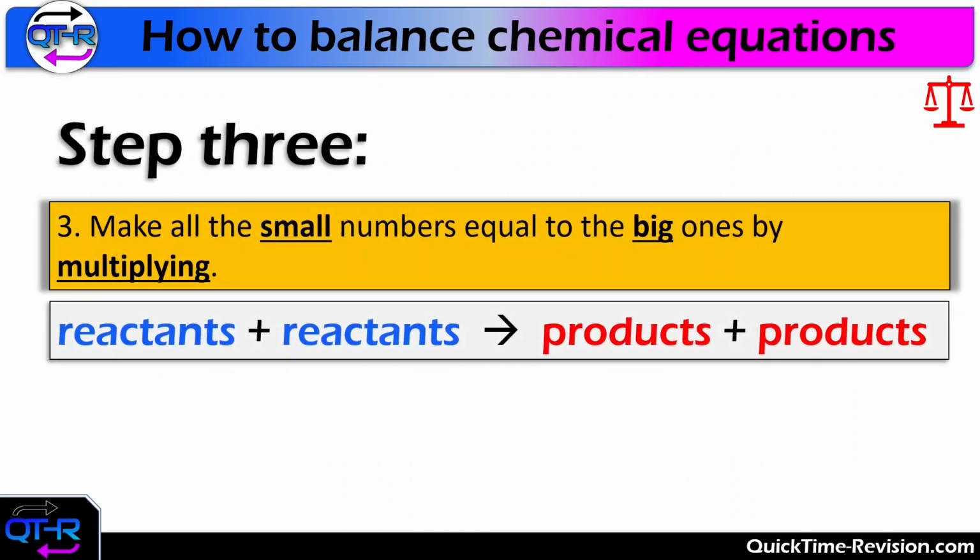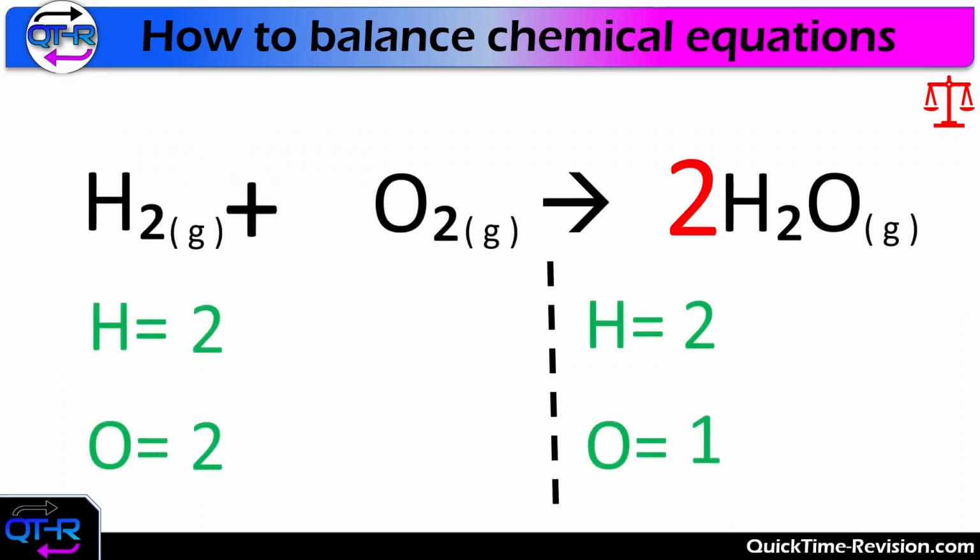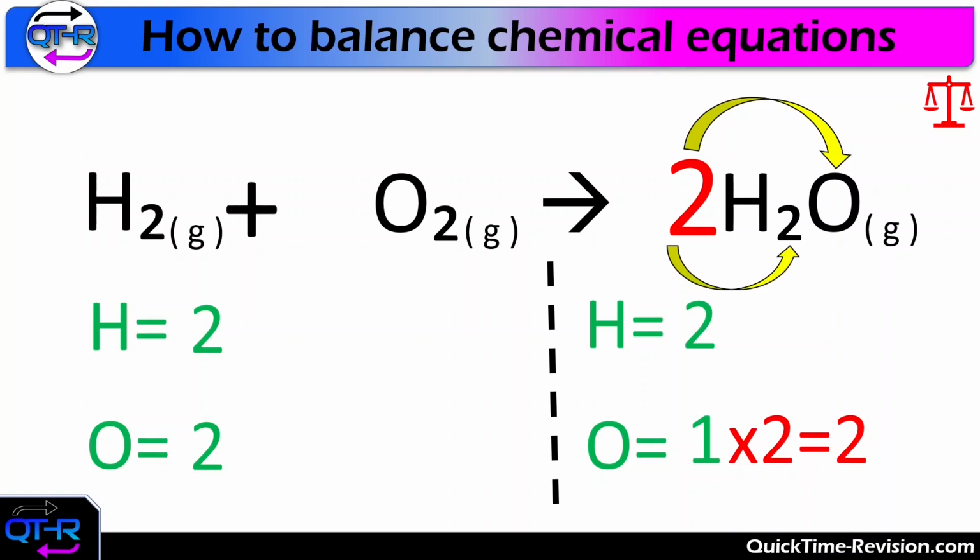The third step is make all the small numbers equal to the big ones by multiplying. So, in this case, if I put a 2 before the water molecule, that means that it is going to multiply the oxygen, so 1 times 2 equals 2, and now we have 2 hydrogens and 2 oxygens as well. However, because that hydrogen is also part of the water molecule, it also gets multiplied by 2. So instead of having 2 hydrogens, we have 4 hydrogens because 2 times 2 equals 4.